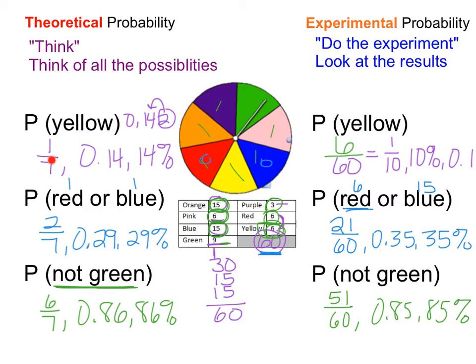So again, the denominator on this side was always out of 7 because there were 7 possible outcomes if I had spun the spinner. I was just thinking about it, so that's my theoretical probability. Over here, my denominator had to be 60 because I actually did the experiment and I was using the results that I got from the table.